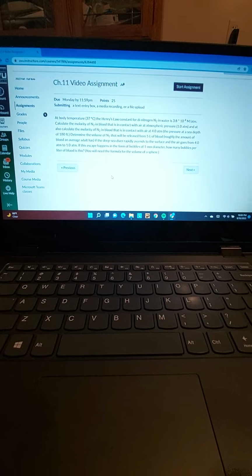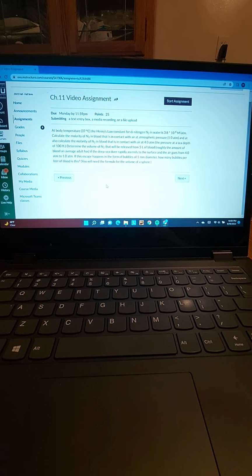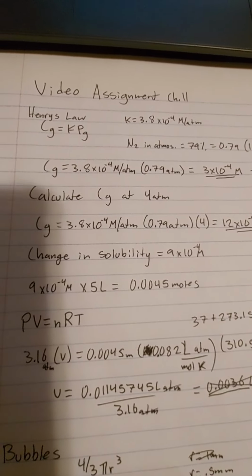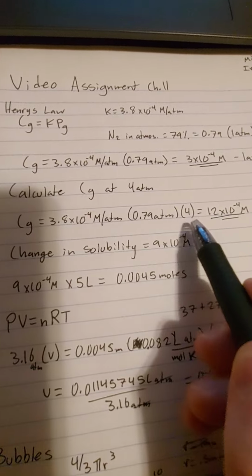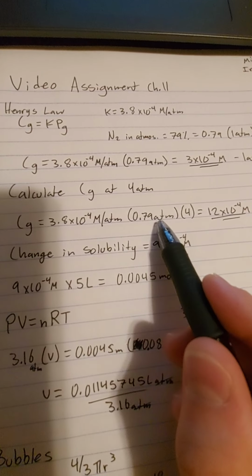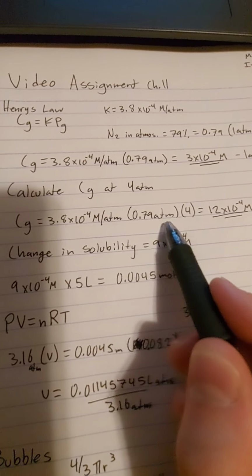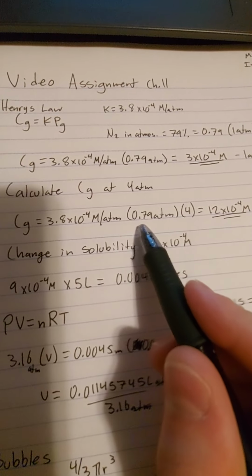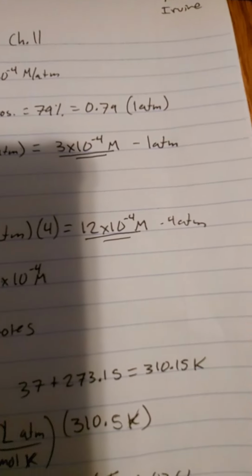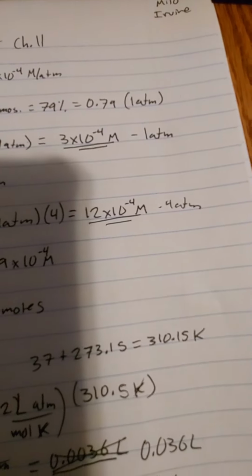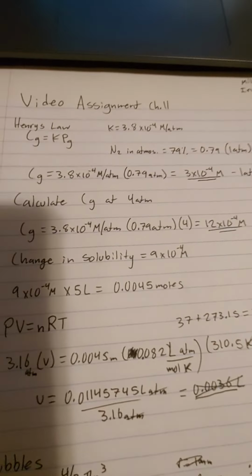And then it wants us to also find the molarity at 4 atm, which is easy. We just take the exact same equation that we had before, but multiply the pressure by 4, because now instead of just 1 atmosphere's worth of pressure from the nitrogen, it's 4 atmospheres worth. And that'll give us 12 times 10 to the negative 4 molarity.